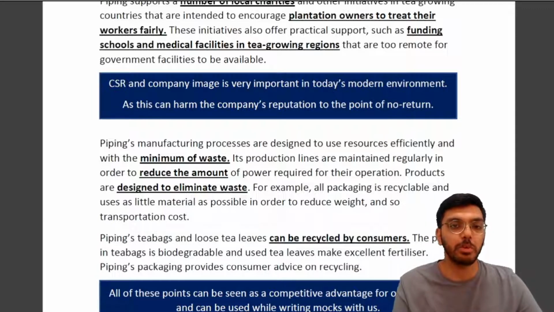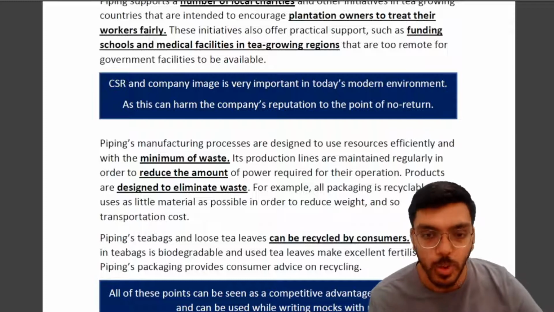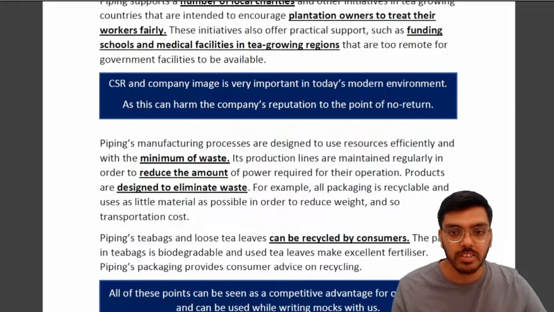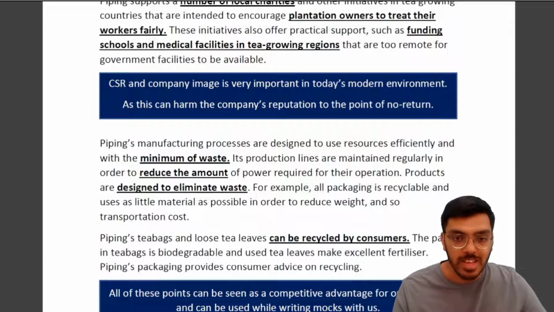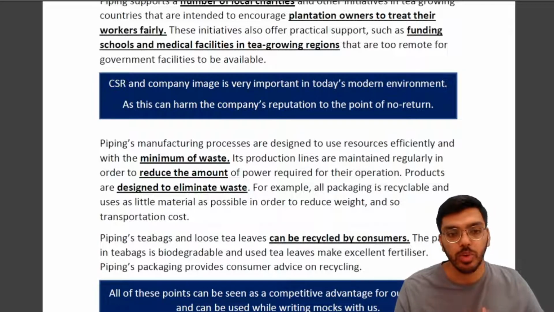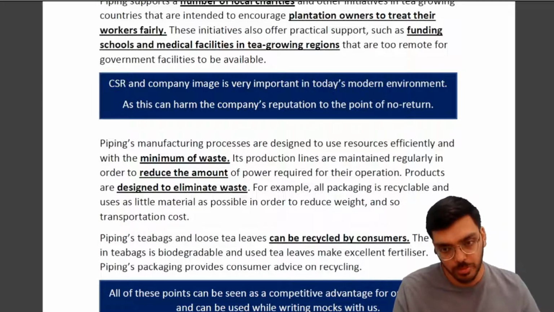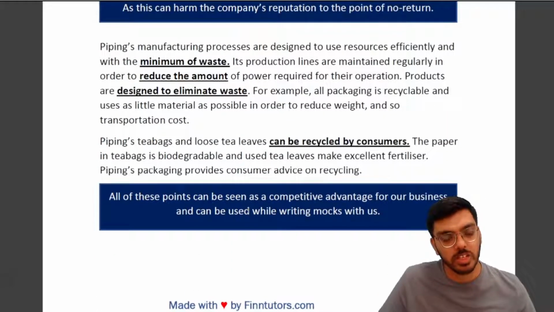Piping's manufacturing processes are designed to use resources efficiently and to minimize waste. Its production lines are maintained regularly in order to reduce the amount of power required for their operation. Products are designed to eliminate waste. For example, all packaging is recyclable and uses as little material as possible to reduce the weight and to reduce transportation cost as well. So they're telling you what we are doing from the sustainability perspective.